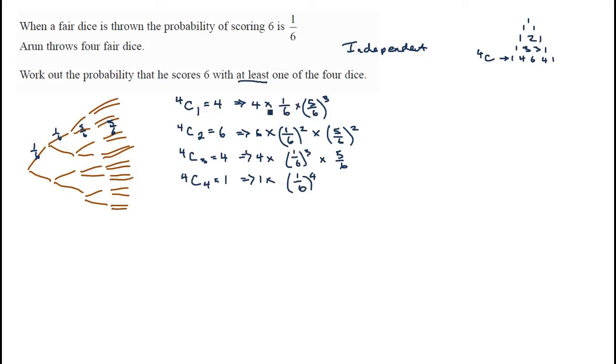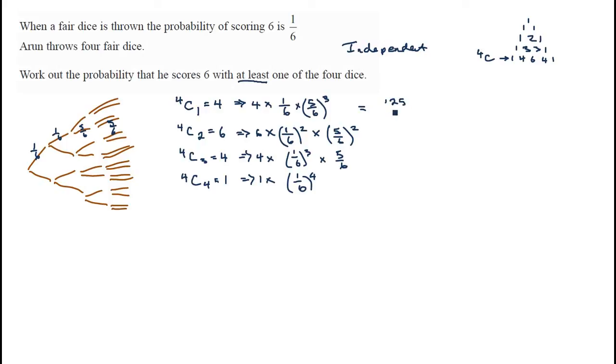Now when I total all of these things up, I should get my probability that he scores 6 with at least one of the 4 dice. So all of these options totaled up. So let's do the first one. So we've got now 1 times 5 cubed, so that's going to be 125. So 5 times 5 times 5, 125.